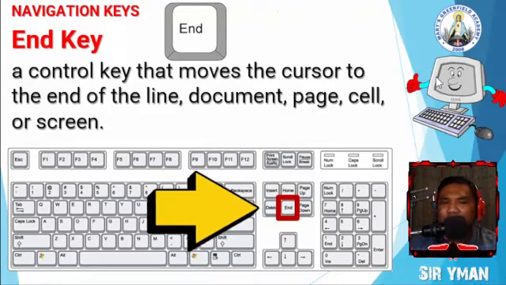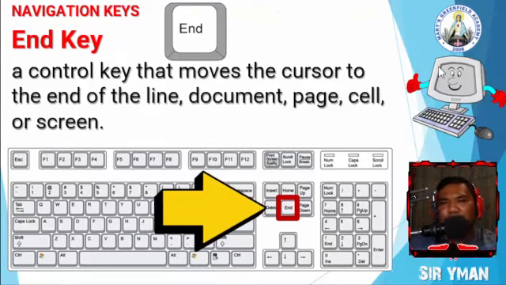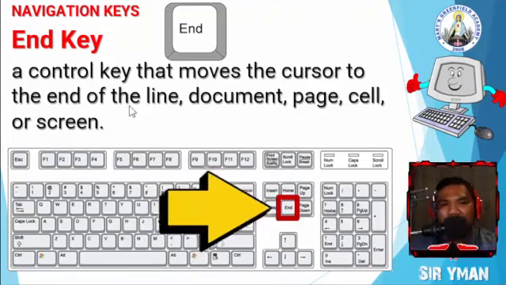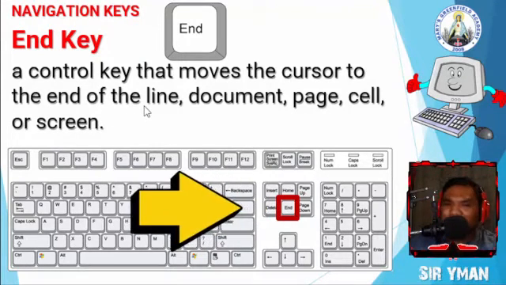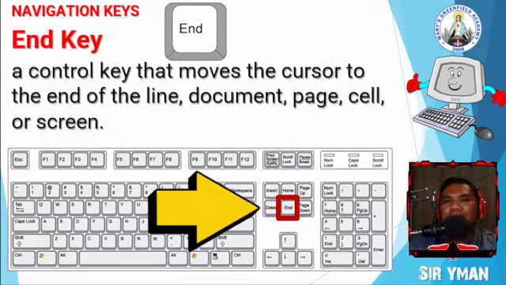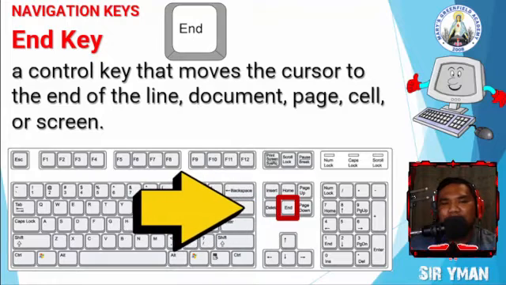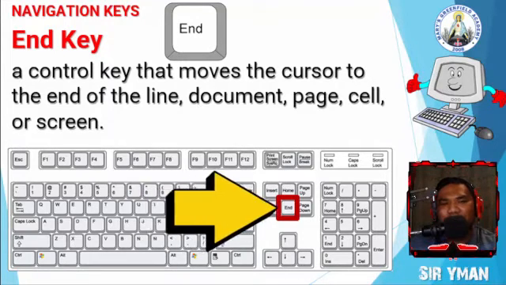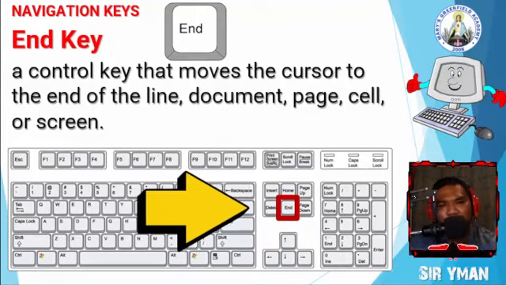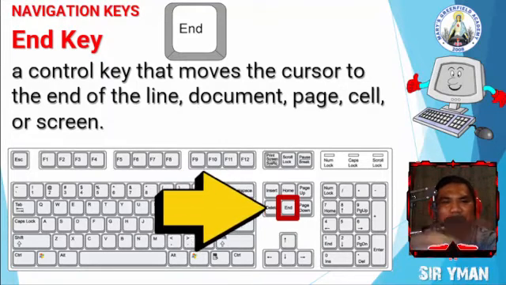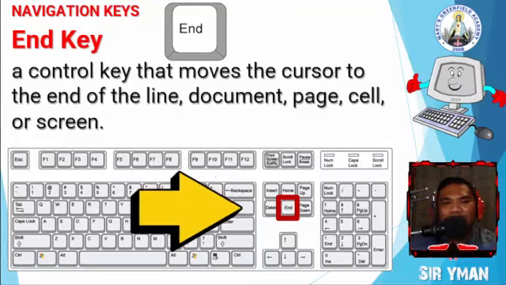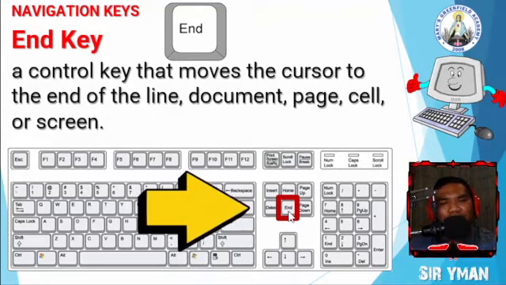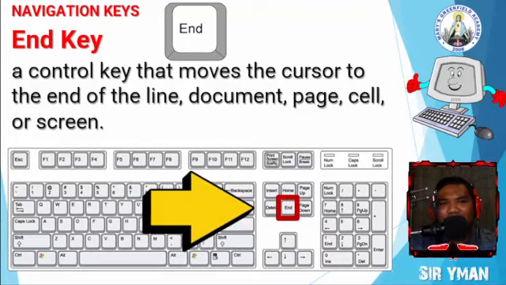And the next is the end key. So end key is exactly the opposite of home key. So it moves the cursor to the end of the line or the document or a page or cell or screen. So it's like using the right arrow. So if you're going to press arrow key several times, siyempre mapupunta kayo sa rightmost part ng document, di ba? Or the rightmost part of the line. Kung gusto mo mapadali, you're just going to press end key para nandun ka kagad sa pinakahuli ng line.